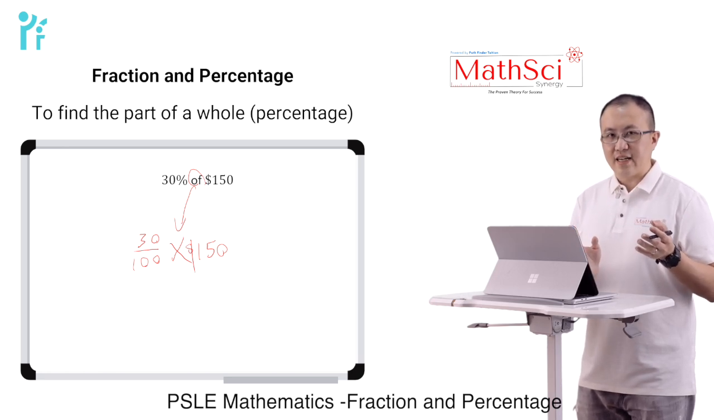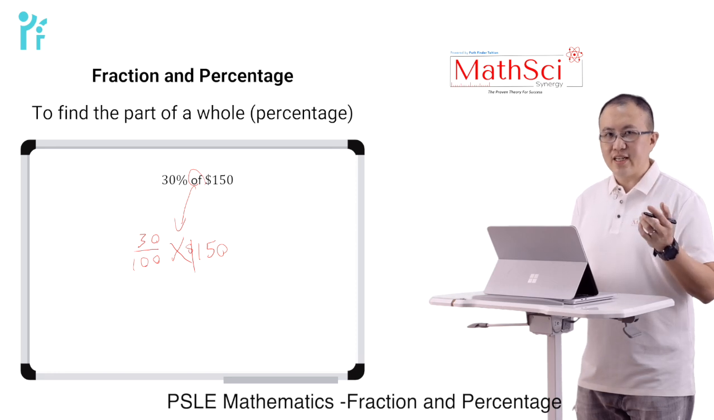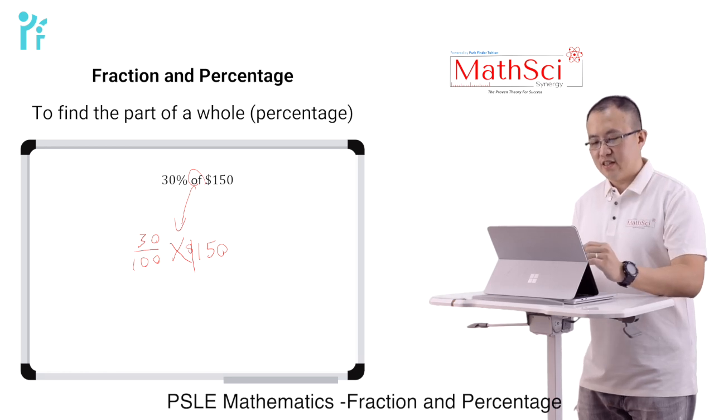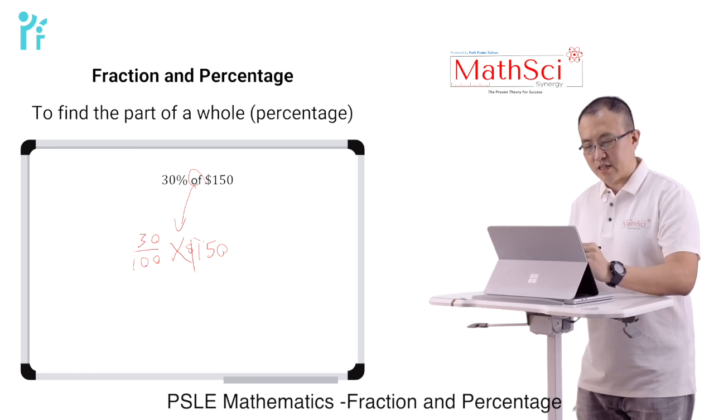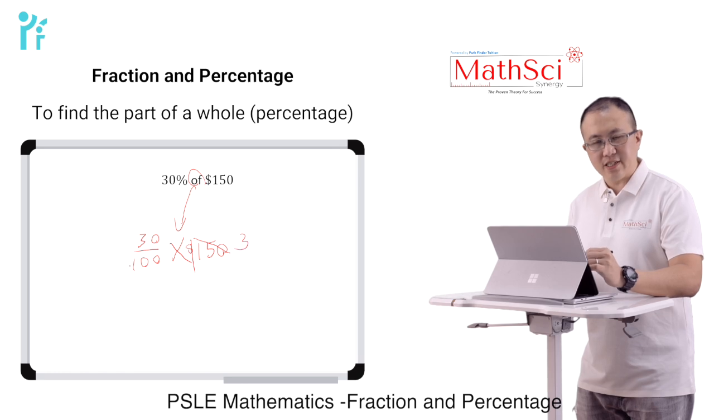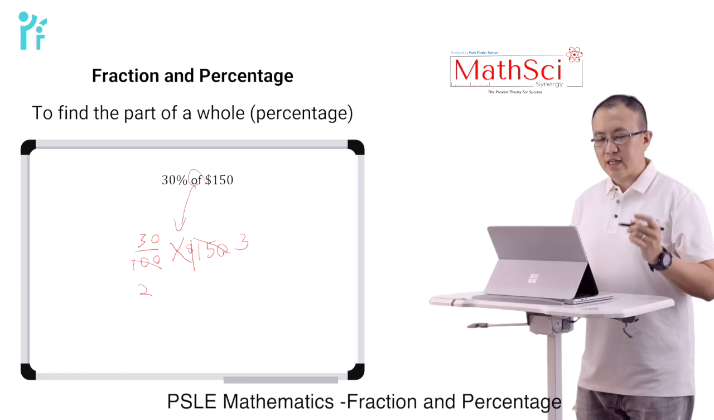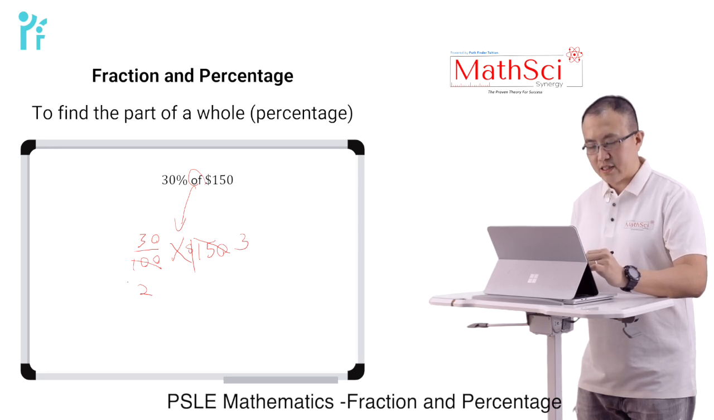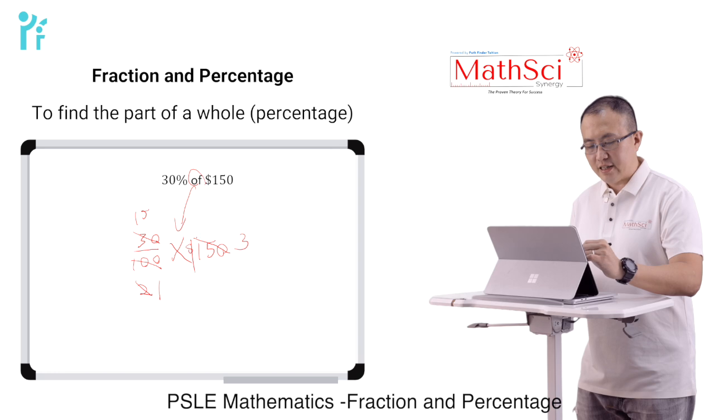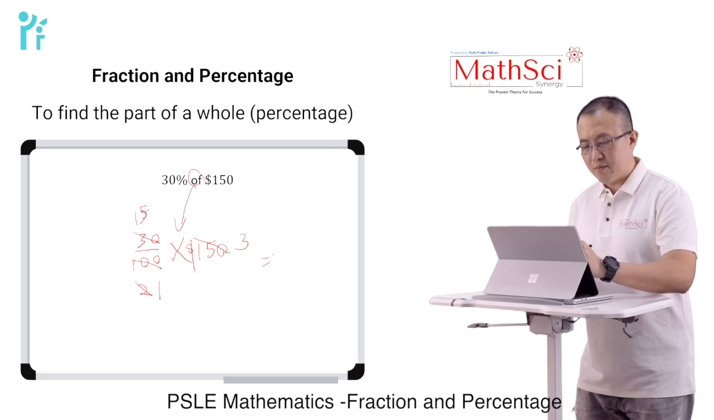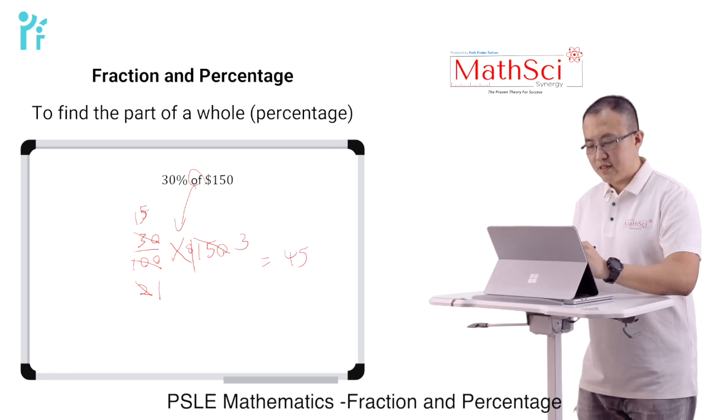So now we can do a cancellation. Once again, the largest common factor between 150 and 100 is 50. So I'm going to divide by 50 here, I will get 3. I'm going to divide by 50 here, I will get 2. Then can I simplify further? Yes, 30 can be divided by 2. So I'm going to cancel this with 1. This becomes 15. And then the final answer will be 45, because 15 times 3.